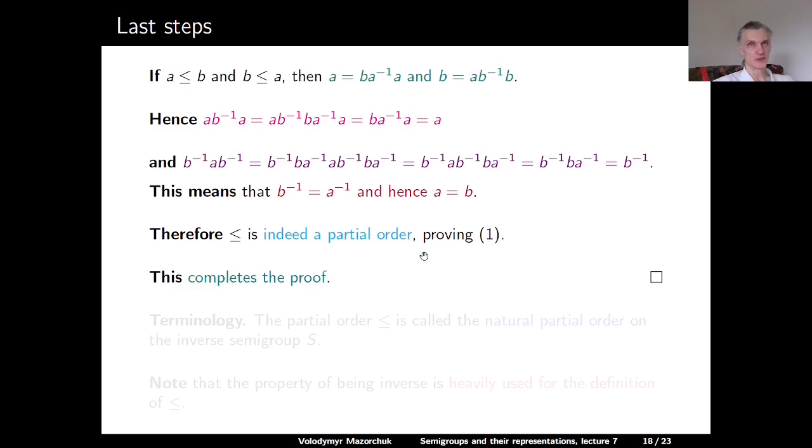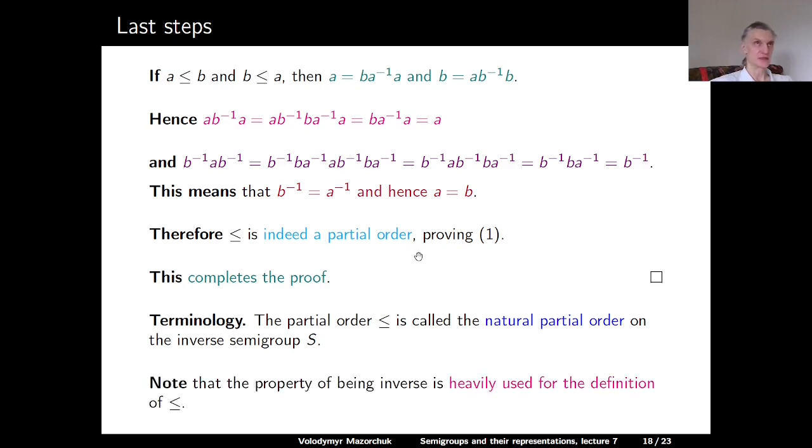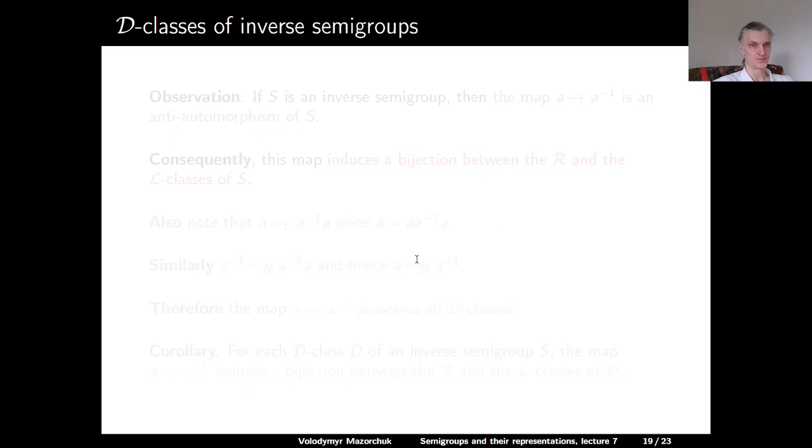So this completes the proof of our statement. This partial order less than or equal to is called the natural partial order on the inverse semigroup S. And we know that we used heavily the properties that S is an inverse semigroup and not just a regular semigroup when we defined and looked at the properties of this order.